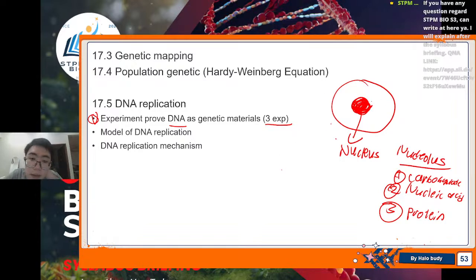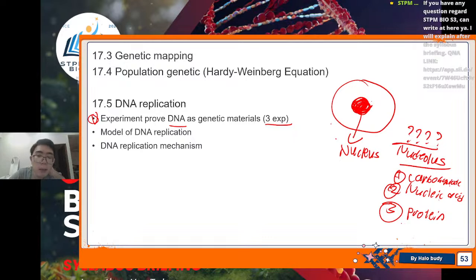If you want to become a scientist, of course there will be question marks. A scientist is like this. If you want to become a scientist, firstly you have to have a question first, and then you answer that question. So the first question at that time for those scientists is, who carries the genetic material? Carbohydrate, nucleic acid or protein? Who?